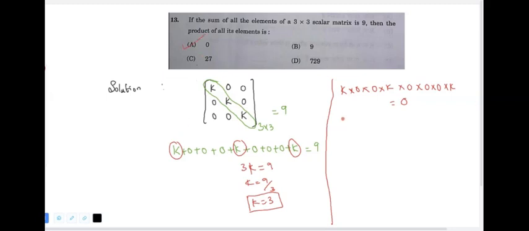Even if you multiply here the k value as 3, 3 into 0 into 0 into 3 into 0 into 0 into 0 into 3. Anything multiplied with 0 is 0 only. The option will be A itself.